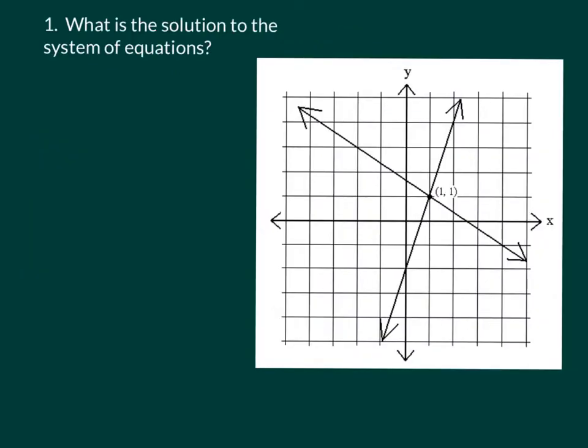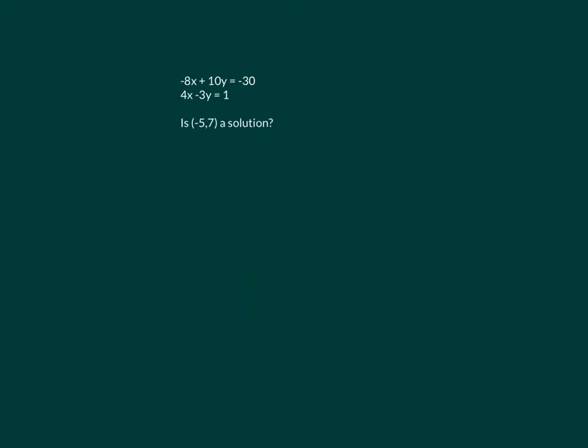Here's our first problem. What is the solution to this system? Well, if I'm looking at the graph, I see where they intersect. So they intersect right at this point. Well, that's the ordered pair (1, 1). That is our solution. Okay.